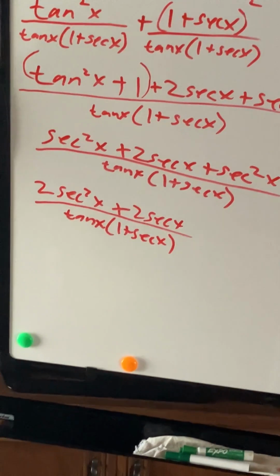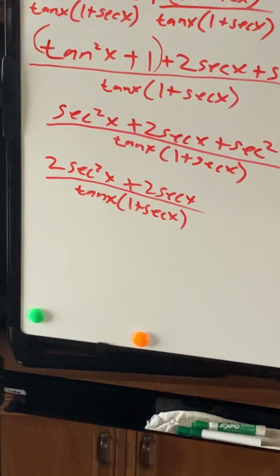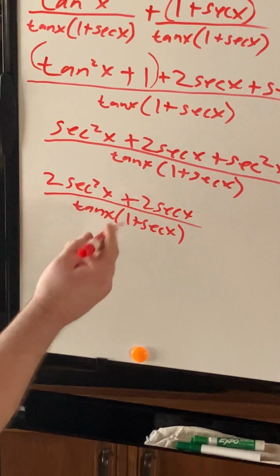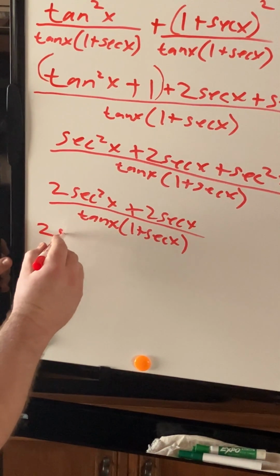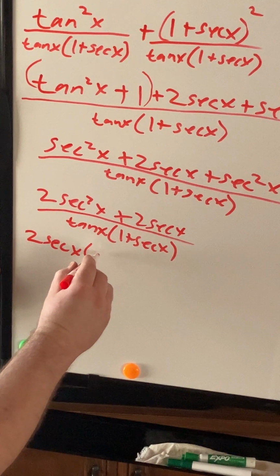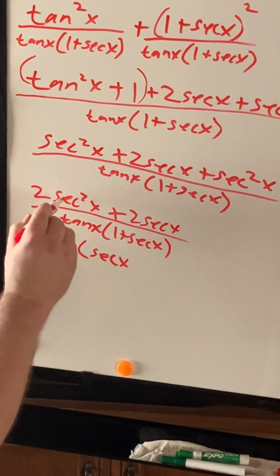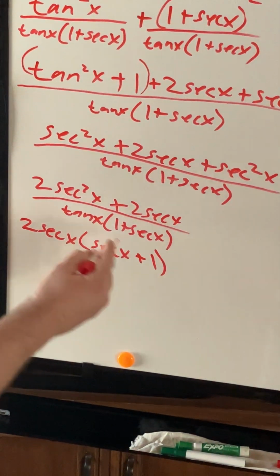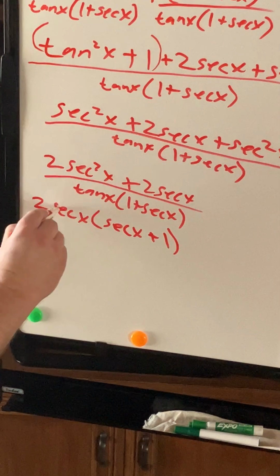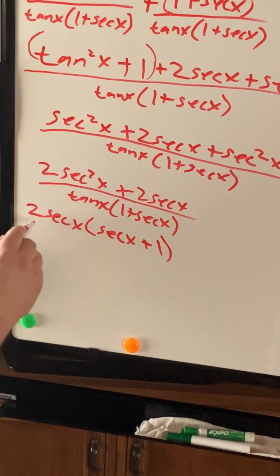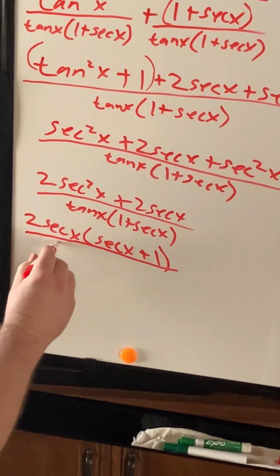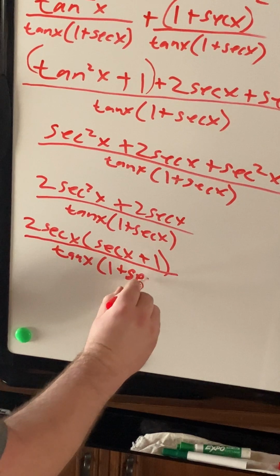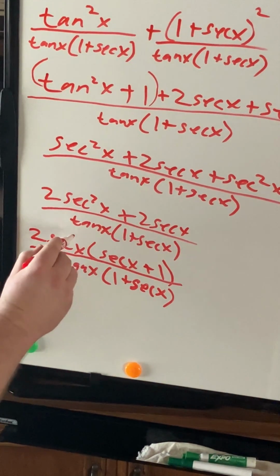So now, again, if you're just going back through the steps, it's like, okay, what can I do now? Now I'm able to factor out a common term in my numerator. I can factor out a 2 secant x, and I'm left with secant x on this first term, and I'm just left with 1 on the second term. Remember, whenever you factor something out, you need to be able to put it back in and get exactly what you had before. And that's the case here. So this is over tan x times 1 plus secant x, and look what happens.